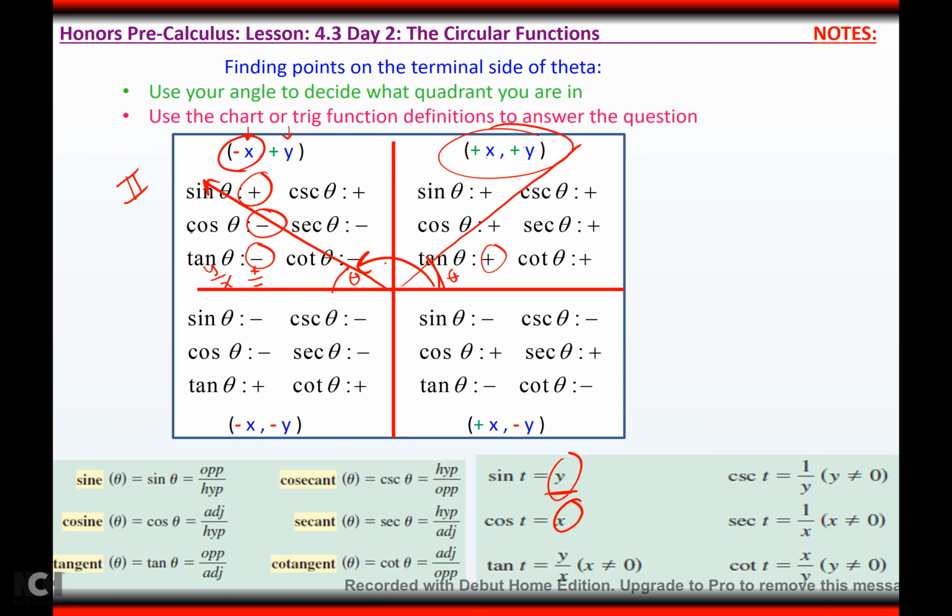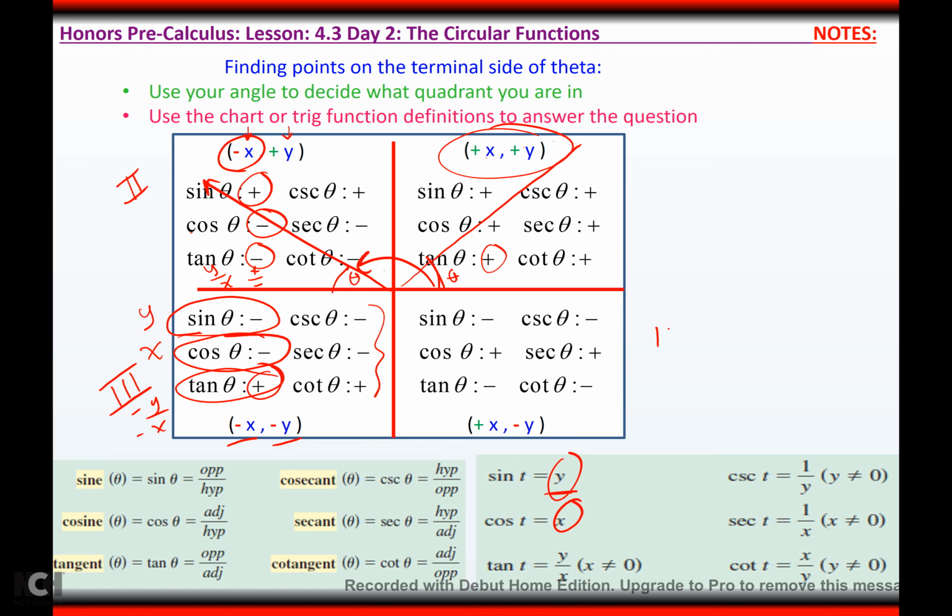Okay, so in the third quadrant, x is negative and y is negative. So sine is y, which makes it negative. Cosine is x, which makes it negative. Tangent's actually going to be positive because you have y over x, which is a negative divided by a negative, which is a positive. And their cousins are the same sign.